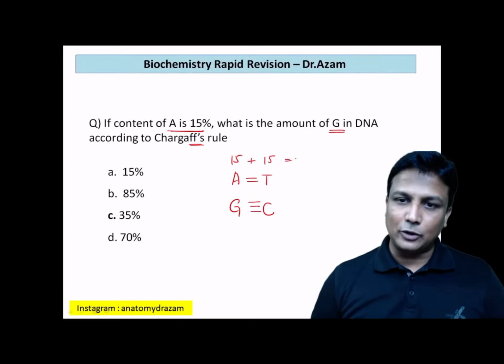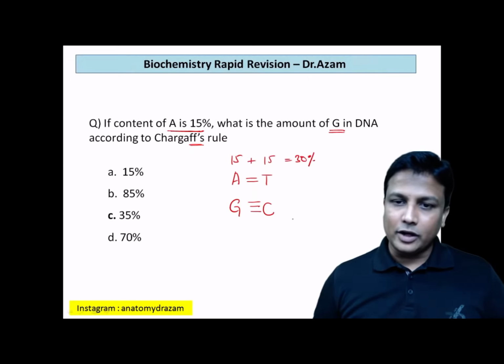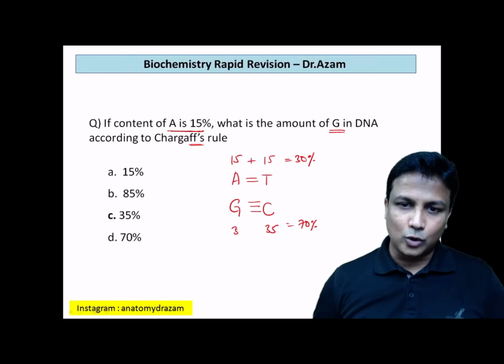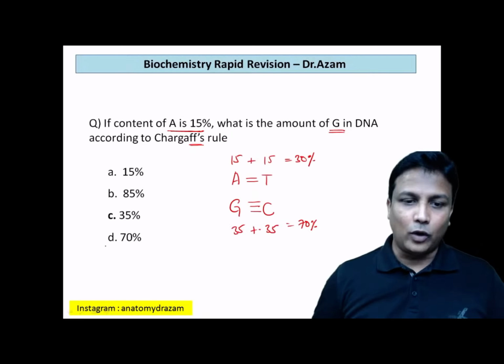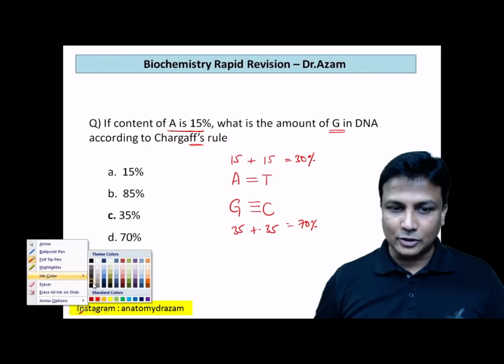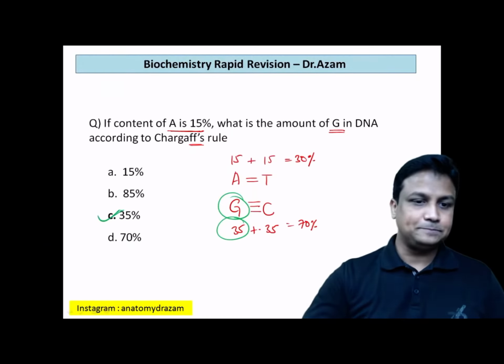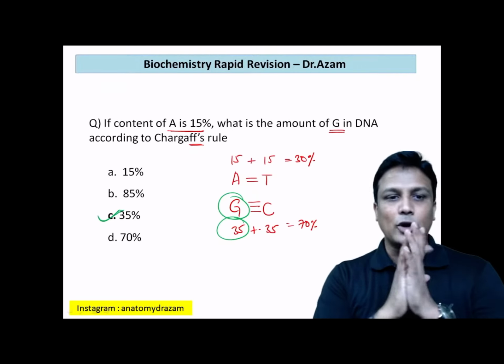15 plus 15 will be totally 30%. The remaining will be 70%. If it is 70, cytosine will be 35% and guanine will be 35%. The question in the exam was regarding guanine. So how much is guanine here? 35% is the correct answer. I hope you got the concept here, guys.